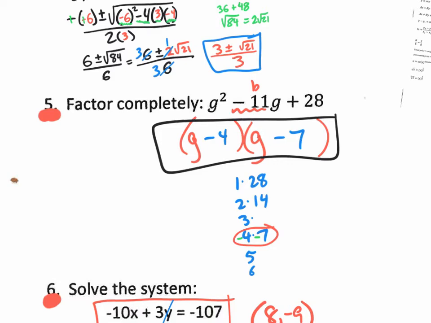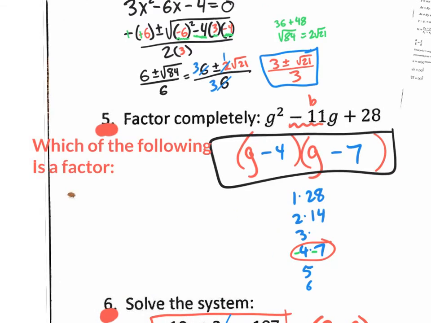But on the final exam, they're not going to give you the instructions factor completely. They're going to say, which of the following is a factor? That's the instruction they're going to give you, all right? So on your multiple choice, you are not going to see this as a multiple choice answer. They're going to give you something like this for the multiple choice.